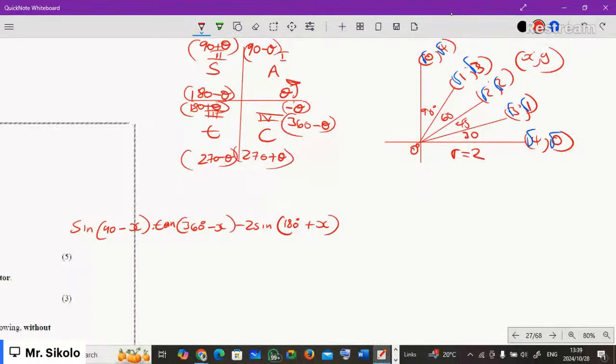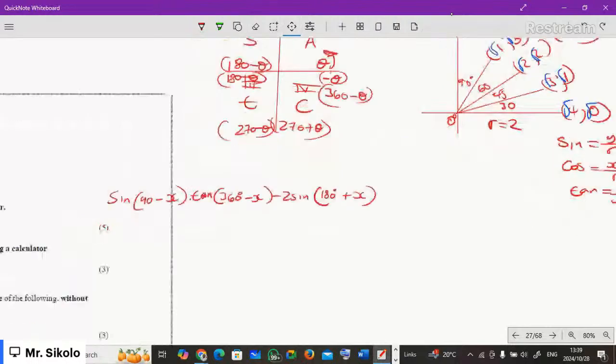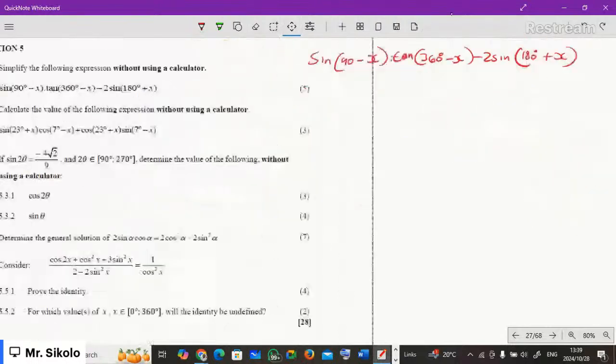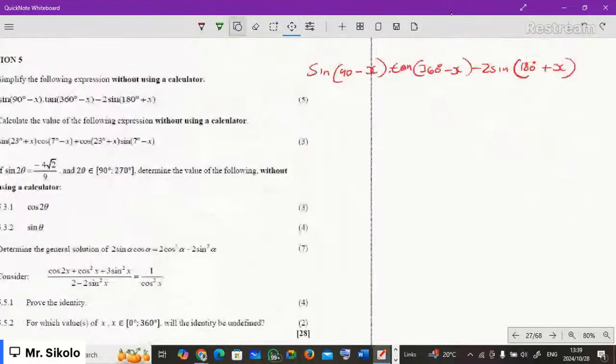So if you are using the diagram, you already know that sine is equal to y over r, cos is always x over r, then tan is equal to y over x. So you need to know your ratios. Okay, now we can go to our question. Sorry for taking your time. Okay, reduction formula: you know that 90 minus x is in the first quadrant, and everything in the first quadrant is positive. So the answer that we are expecting will be positive as well.